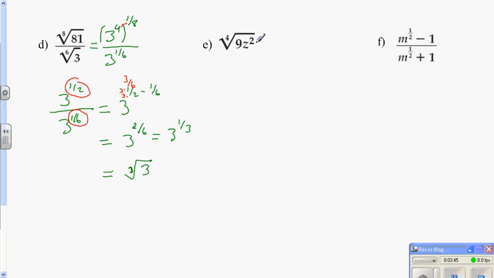Next one. Okay, let's write 9 as 3 squared, z squared, the 1/4 power. We will distribute that power. We will get 3 to the 1/2. 2 times 1/4 is 2/4, or 1/2. Z, again, same scenario, so 1/2. So that's the same as the square root of 3z.